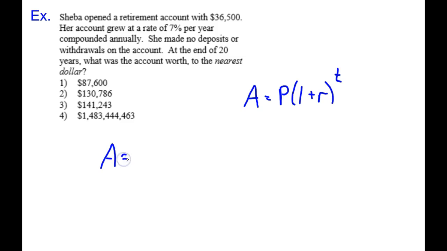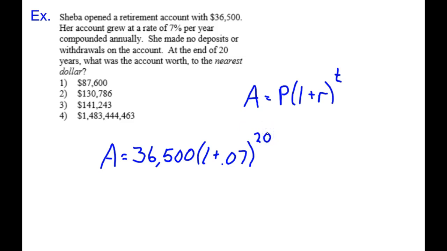So we have A equals P, which represents the principal amount, which is the initial amount, which in this case is $36,500. Then we have 1 plus r, which represents our rate, which we can see is 7%. When we plug that into the equation, we have to convert it to a decimal. So 7% as a decimal, move that two place values, is 0.07. And then t represents our exponent, which is time in years, which is 20.